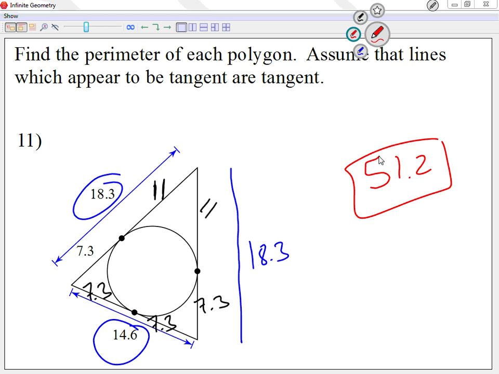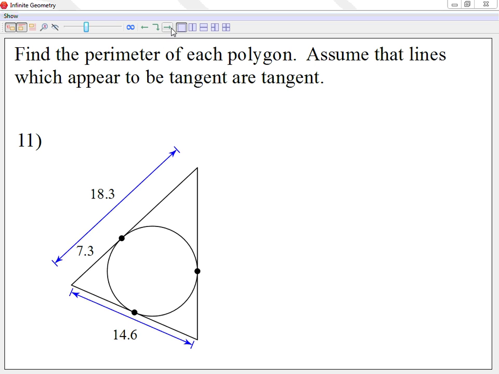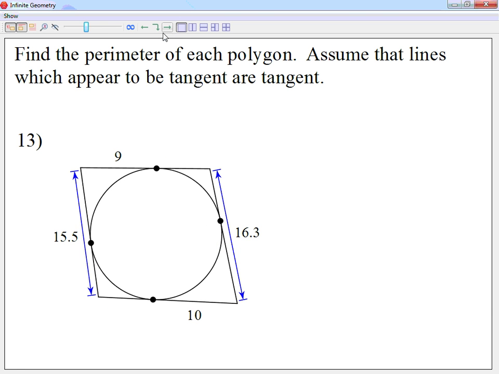The idea is two tangent segments that meet outside have the same length. Pretty much what you guys did on the front. It's not always triangles, so let me look at number 13. Let me find out how big the measurements are.